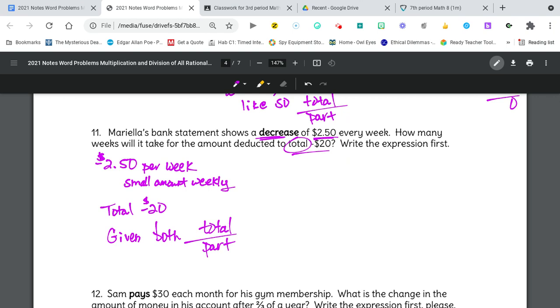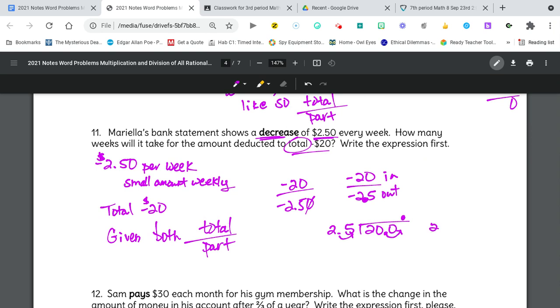So the total is negative 20 and the part that's coming out weekly is negative 2.50. I am going to write negative 20 divided by negative 2.5. You can drop that 0. All right, this goes in and this goes out. So again, we do not divide by a decimal. So I'm going to slide this over once. If you don't see a decimal here, add a 0 and slide it once. The decimal comes up. So I'm looking at 25 into 200, which is 8. So it says how many weeks. I can clearly put 8 weeks.